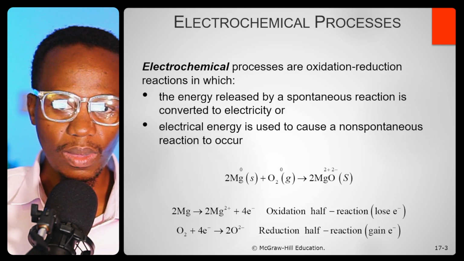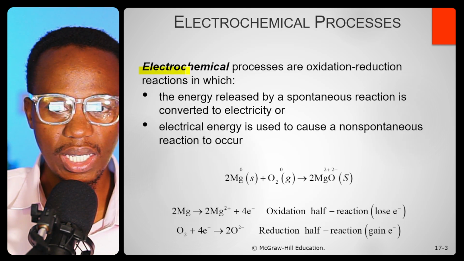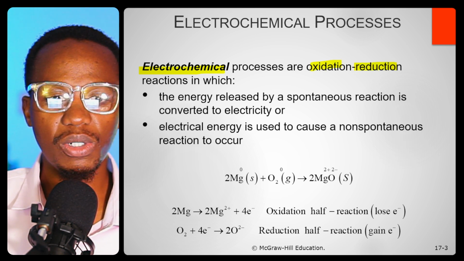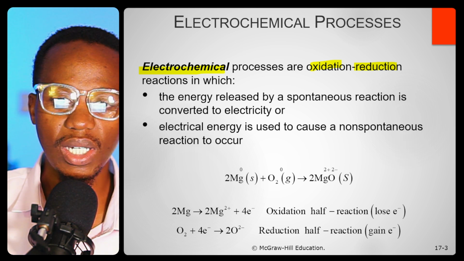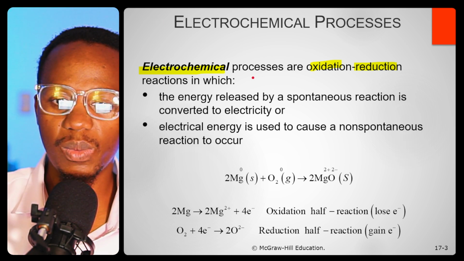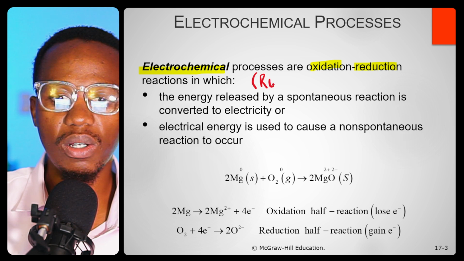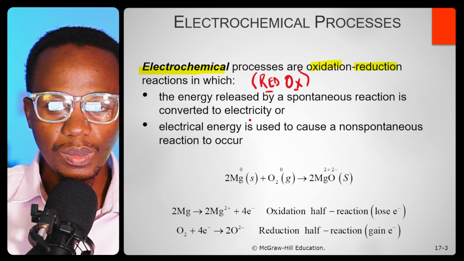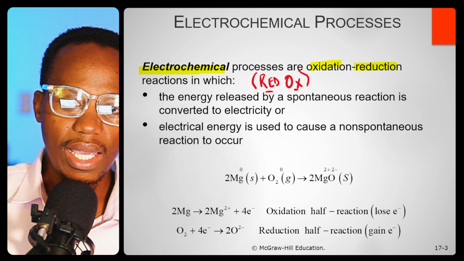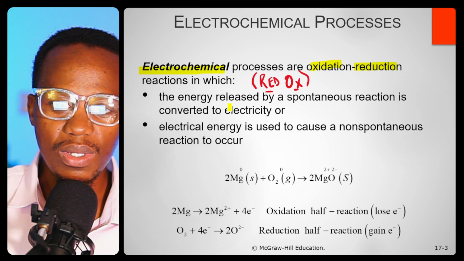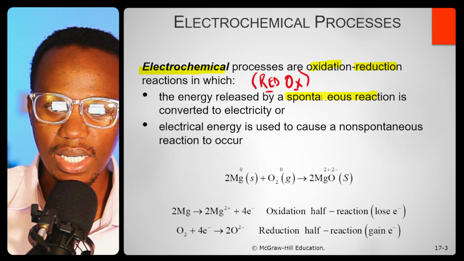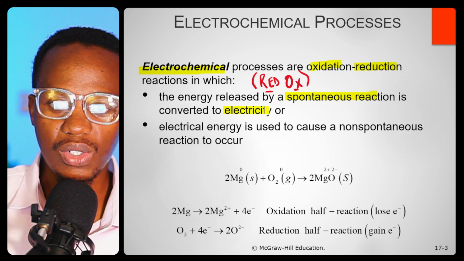So an electrochemical process is an oxidation reduction reaction, right? Oxidation reduction reaction, because now we know what oxidation and reduction is. We sometimes call them redox reactions, which is reduction and oxidation reaction, right? So they are electrochemical reactions. Why? Because the energy released by that reaction can be converted into electricity, right?